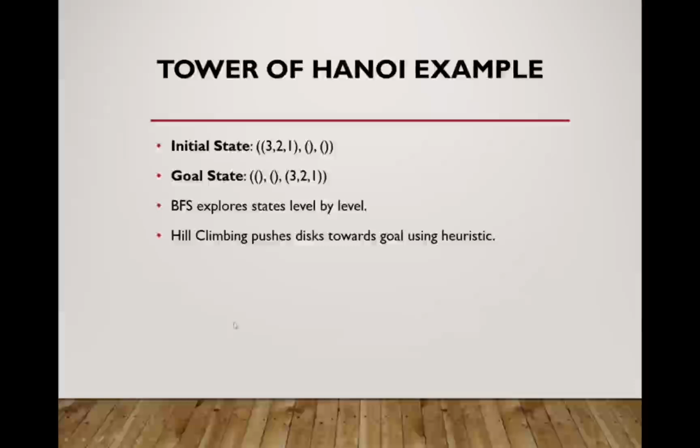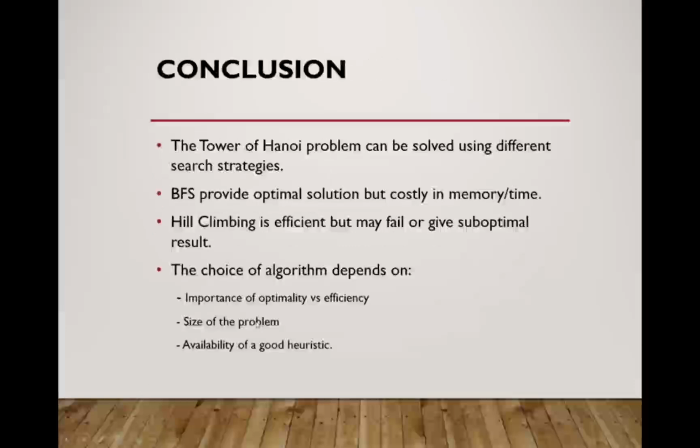And so to conclude, the Tower of Hanoi problem can be solved using very different strategies, but BFS gives the optimal solution at the cost of memory and time. But hill climbing is more efficient, but it may sometimes fail or end up giving a non-optimal solution. And therefore, the choice of algorithm depends on the importance of optimality or efficiency, and the size of the problem as well. And it also depends on whether we have a good heuristic available or not.